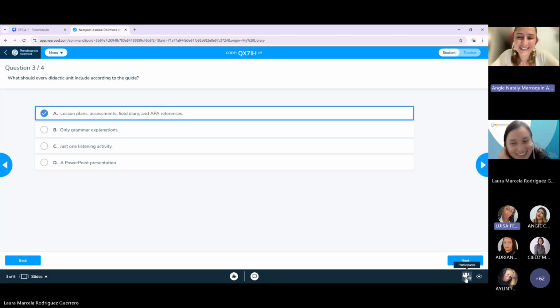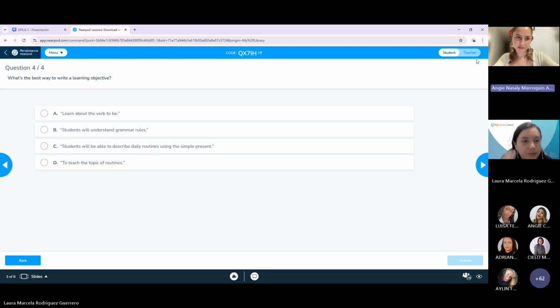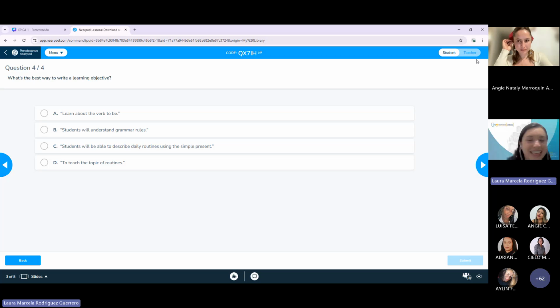Great. Okay, let's continue with the last question. What's the best way to write a learning objective? A, learn about the verb to be. B, students will understand grammar rules. C, students will be able to describe daily routines using the simple present. Or D, to teach the topic of routines. So we have B, we have C. Any other option?